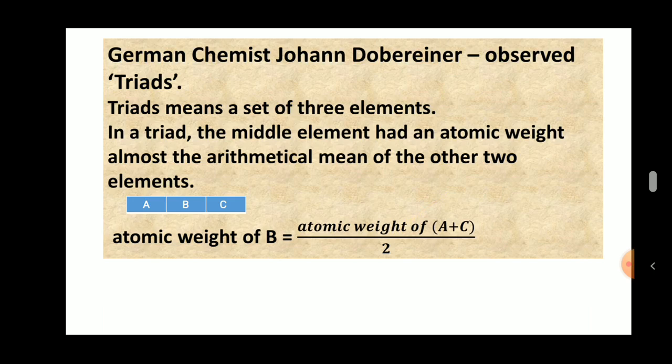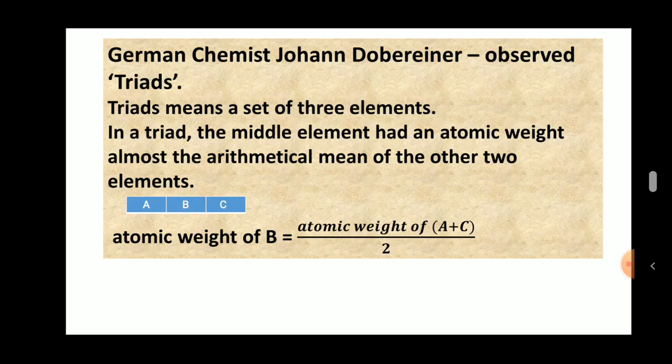He arranged a set of three elements. Now, how did he arrange them? In a triad, the middle element had an atomic weight almost the arithmetical mean of the other two elements. Here the format is given as A, B, C. Imagine that A is one element, B is another element, C is one more element. So that's why it is called a set of three elements.